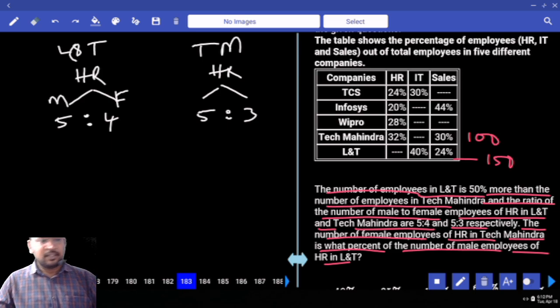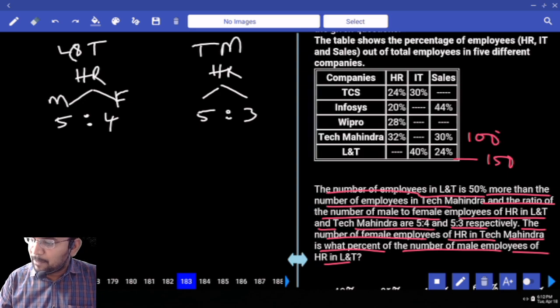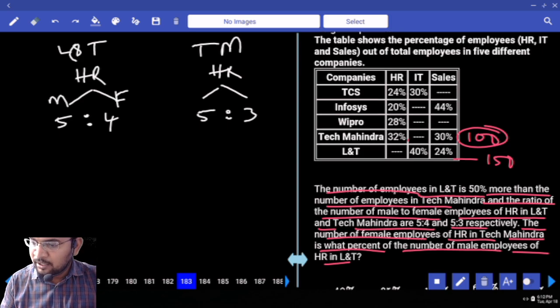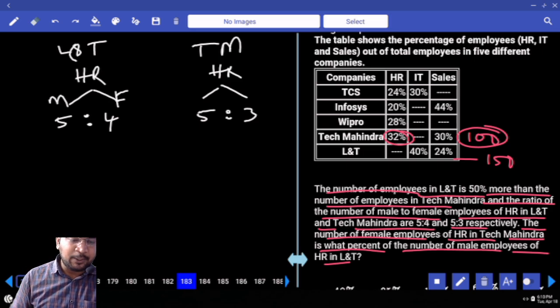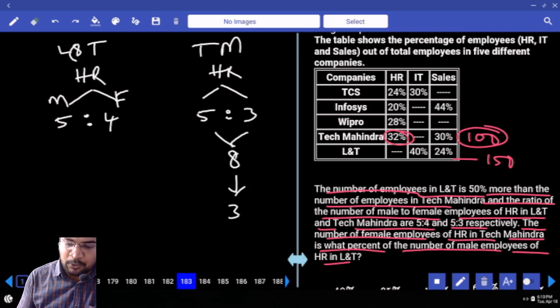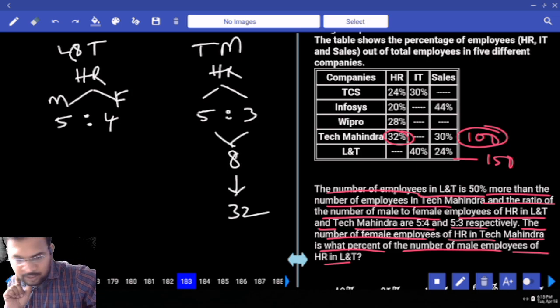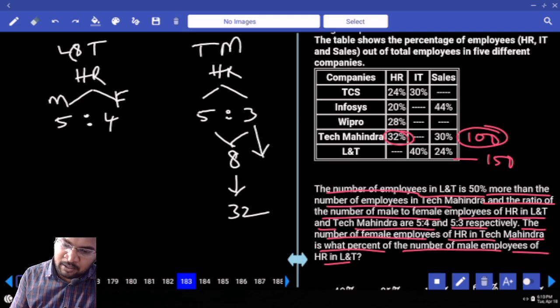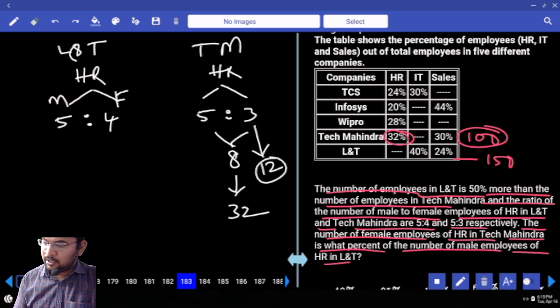Very good. First of all, we assume Tech Mahindra as 100. Out of 100, we need the HR department. HR is 32%, and 32% of 100 is 32. 8 parts is 32. We need the number of female employees of HR in Tech Mahindra. 3 parts is how much? 12.